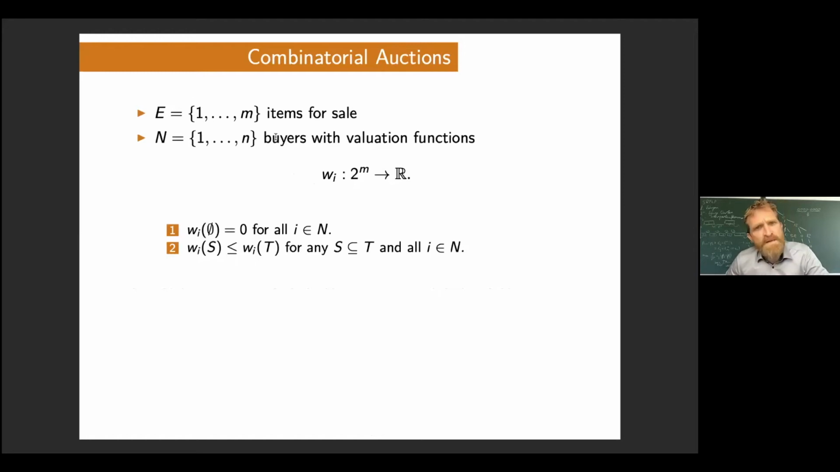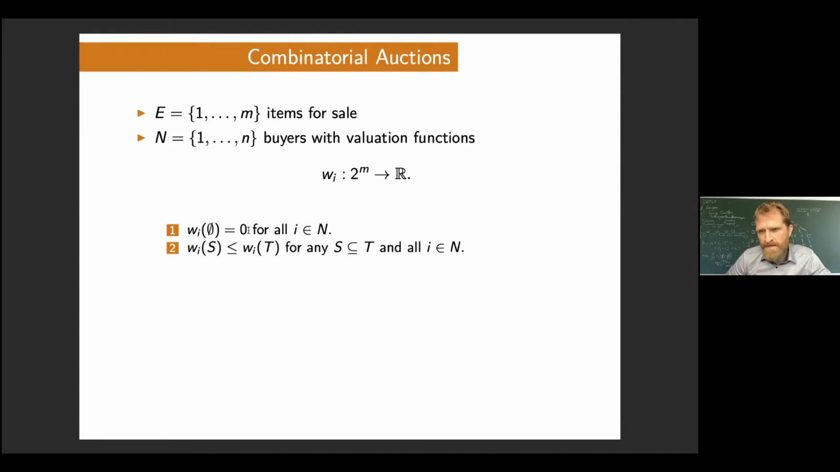Now we are given items. E is a set of items 1 to m. We have buyers or players 1 to n, and they are equipped with valuation functions. These are just functions getting as input a subset of items, and the output is: what is my value for receiving this subset of items? This is the setting, with just normalized conditions. The empty set gives you value 0, and some monotonicity, meaning the more items you get, the happier you are. This is just a standard assumption, and that's it, more or less.